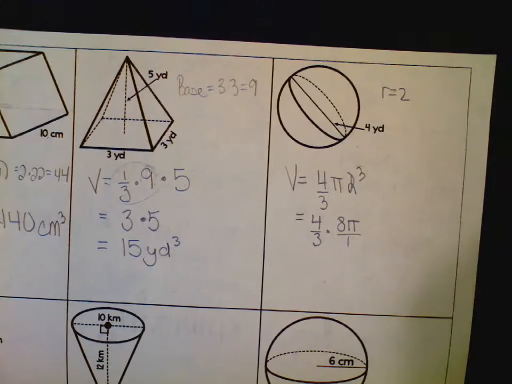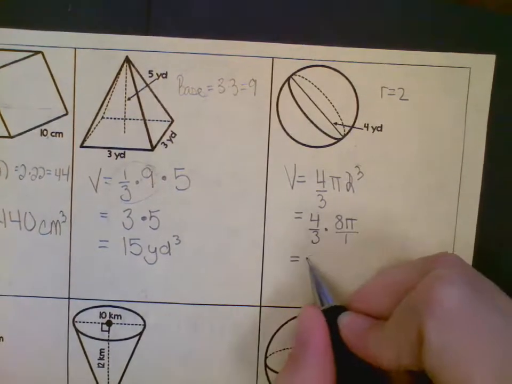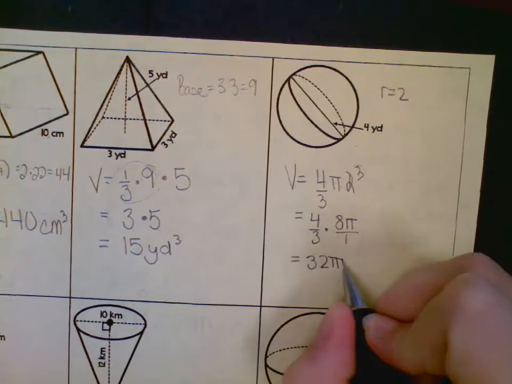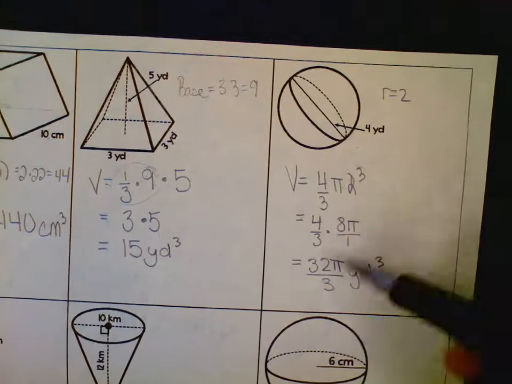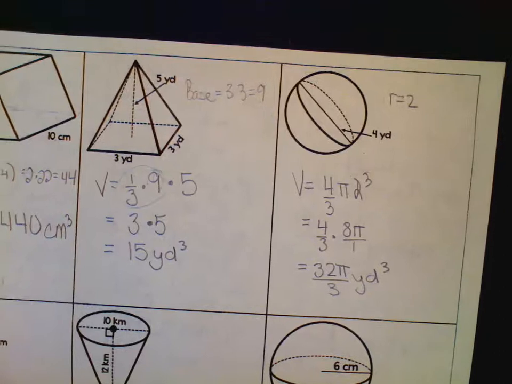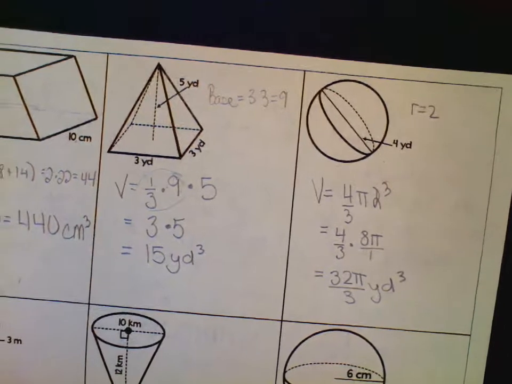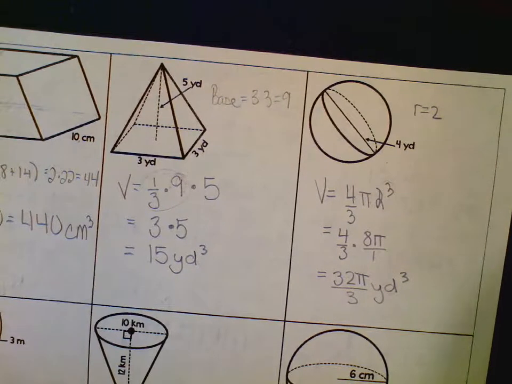So I put it over 1, so that way they're both fractions. So remember with fractions, we just multiply straight across. So that would be 32 pi over 3 yards cubed. So if you can reduce, you should try, but we can't on that one, so we'll just leave it like that. Remember, we talked about the difference between leaving it in terms of pi or as a decimal. So for now, we're going to stick with in terms of pi.